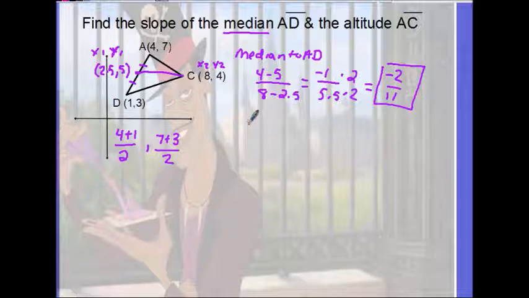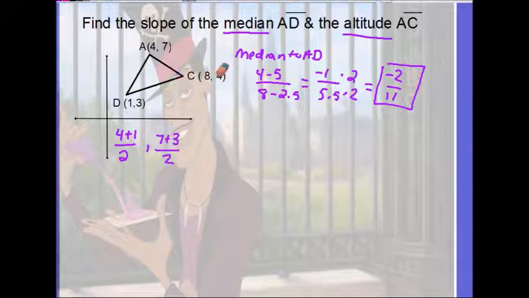Now, the next one, we want to find the altitude to AC. Now, I'm going to erase some of the stuff I have here in the middle. Now, the altitude to AC means we're going to be forming a right angle with AC. So here's what it would end up looking like. We're going to end up with a perpendicular that's going to actually be formed outside, and that's okay. But if we're going to have a perpendicular formed, we're going to have a right angle formed, which means that we're going to have opposite sign reciprocal slopes.